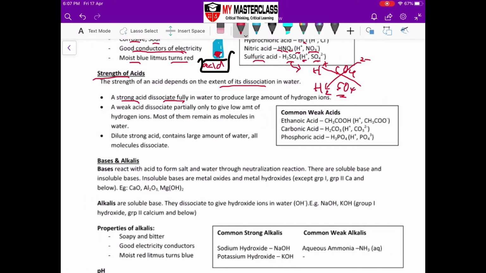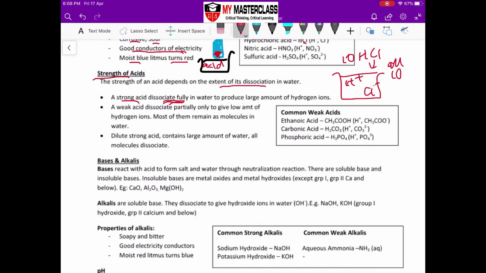Okay, what this means essentially is, for example, if I have a beaker of water, right, I bubble 10 HCl inside. All 10 will separate into H plus and Cl minus. Okay, all of them separate. This is dissociate fully, or complete dissociation. And then it will be a strong acid.